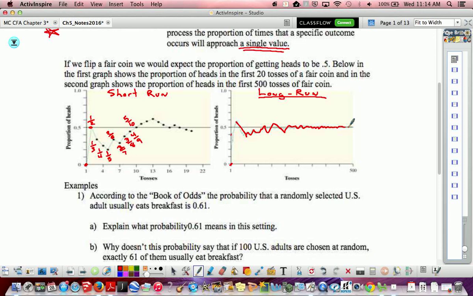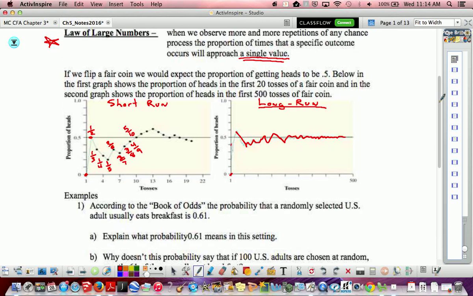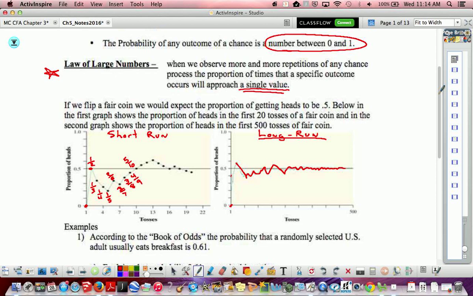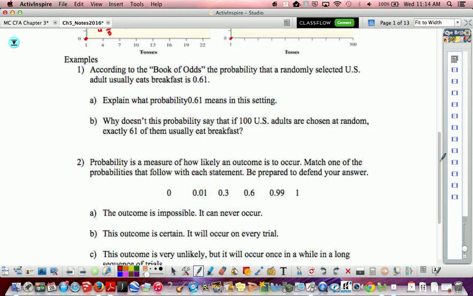So the important thing about understanding probability is that we're really looking at this law of large numbers, or basically law of large outcomes. Okay? We're looking at flipping the coin, or rolling the die, or doing the experiment many, many, many times.